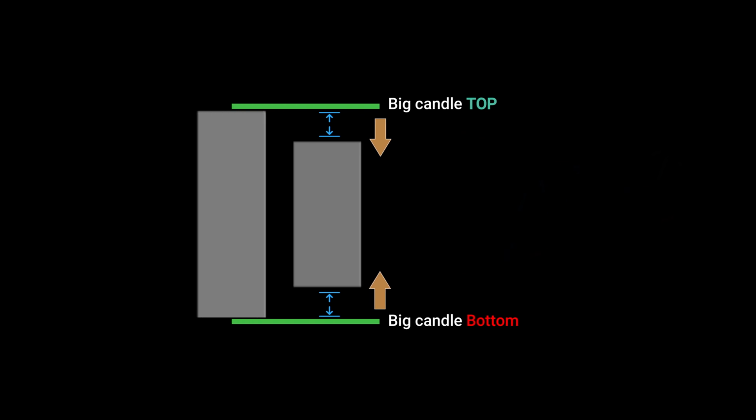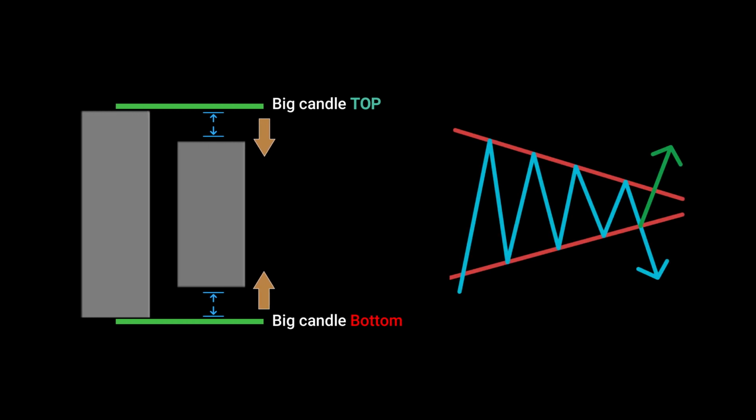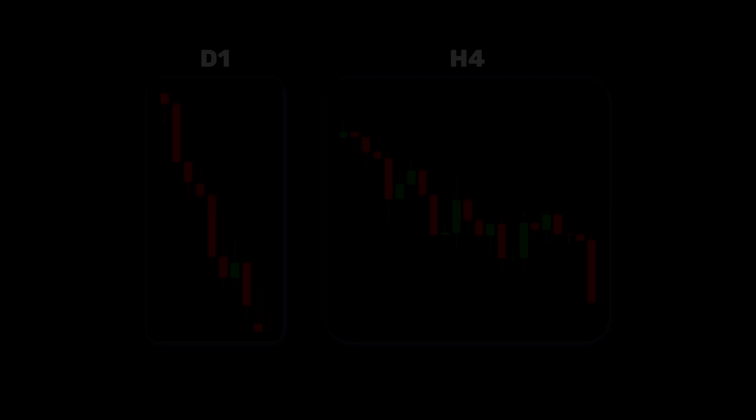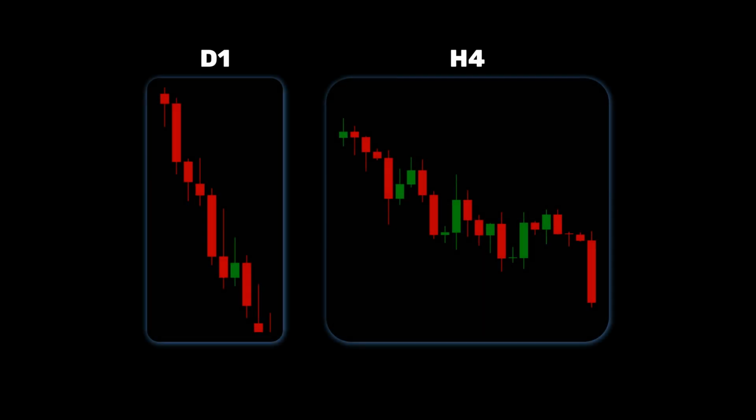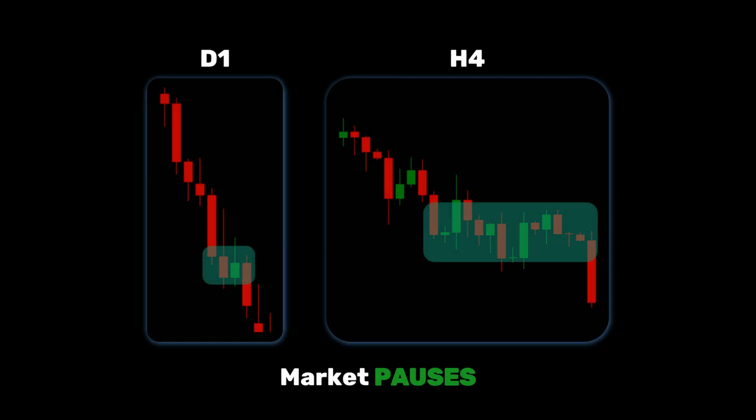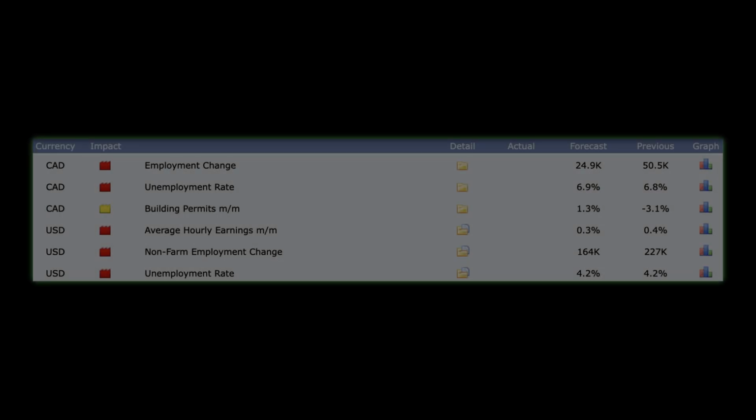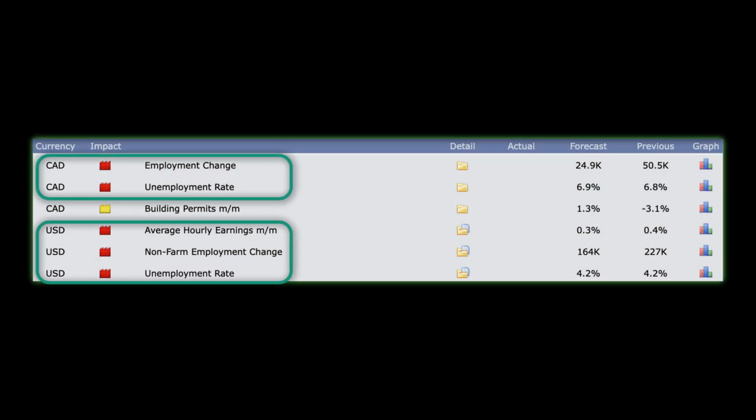So it appears like a triangle where the ranging price keeps getting smaller and smaller. So this bigger candle is called the mother bar candle and the smaller candle is called the inside bar. The reason why inside bars occur is because of market pauses, which happen when bigger traders are waiting for some big event which will affect or influence the market direction.